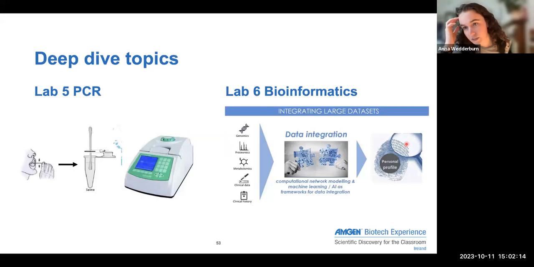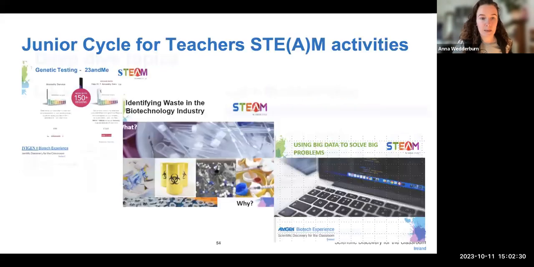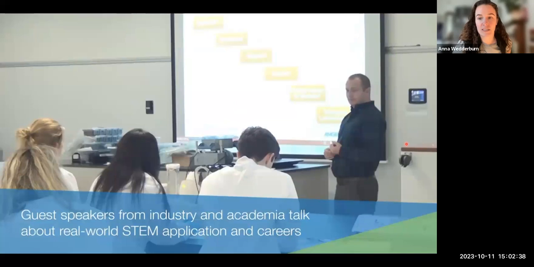Then just a reminder to you that we do deep dive topics. So we do a lab 5, which is PCR. We do a lab 6, which is bioinformatics. So just keep an eye out on all the emails for that, because we'll always advertise it through our newsletter. We also are involved in JCT activities, although they're now IJA, so we'll see what happens there. And we can also provide guest speakers to your classroom as well.